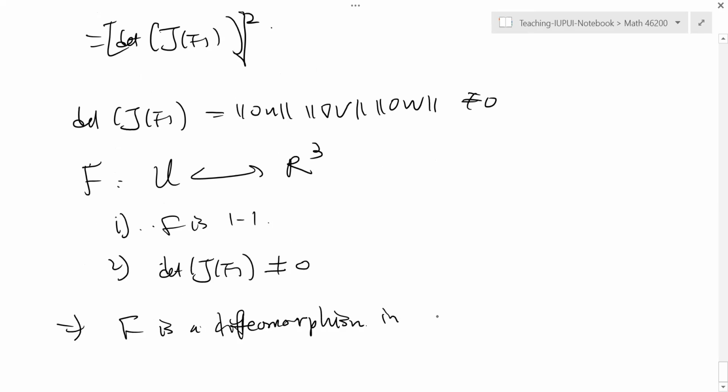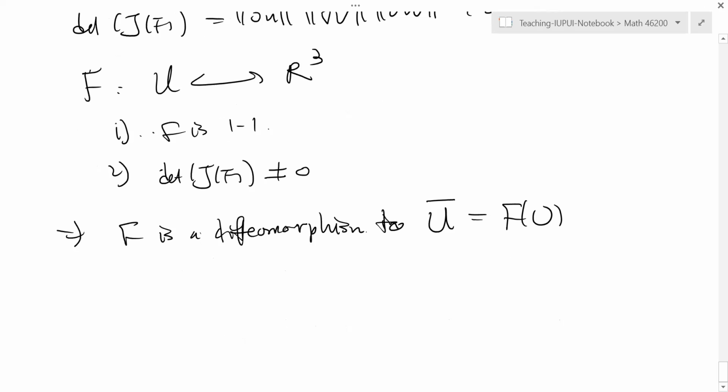Into a set U bar, the image of that set. So you get a diffeomorphism, a nice diffeomorphism. This is how we get a diffeomorphism. Sometimes you can find the inverse, sometimes you can find it.